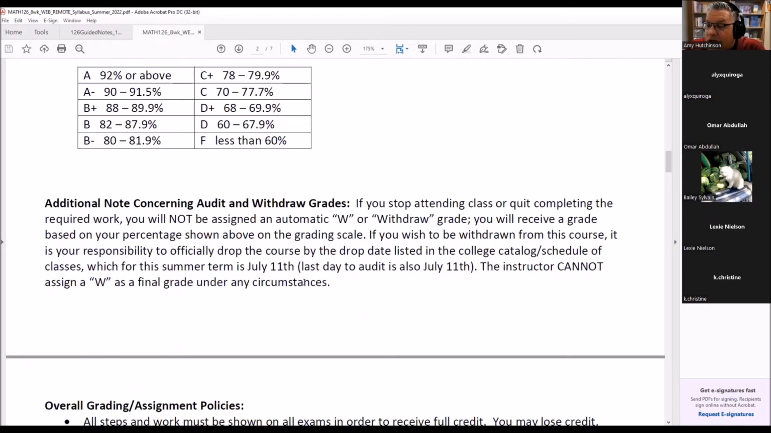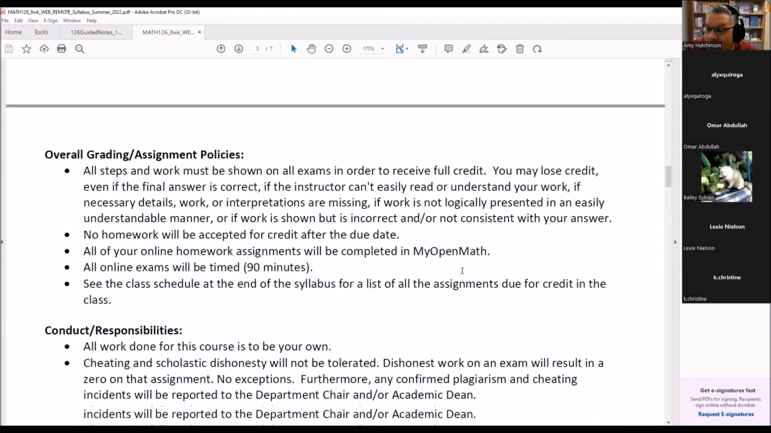The withdrawal date, if you need to withdraw from this class for any reason, July 11th is when you want to do that. That's also the deadline to audit the course. I can't give an audit or a W as the final grade. Only you can do that by going through the MyCSN registration system and changing it to audit or dropping the course if that applies to you. So July 11th is the date that's on that.